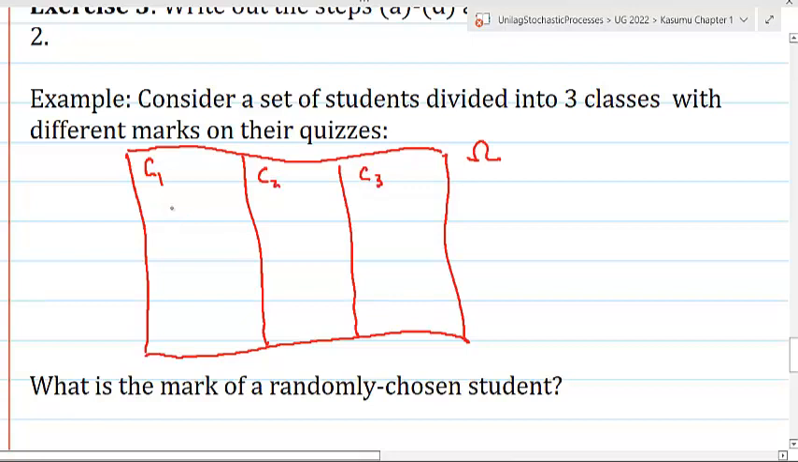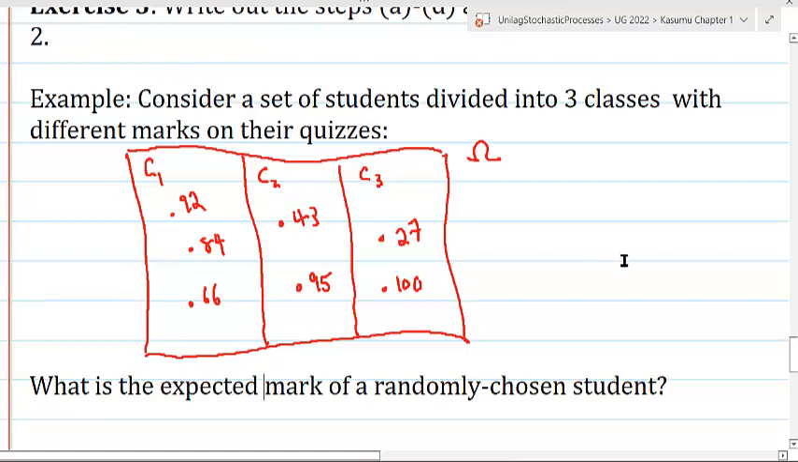And let's say the different marks are as follows. This person got a 92 out of 100. This person got 84. And this person got a 66. This person got a 43, and this person got a 95. And this person got a 27. This person got 100. Okay. Now, so I have altogether 1, 2, 3, 4, 5, 6, 7 students, and I want to find the expected mark of a randomly chosen student.